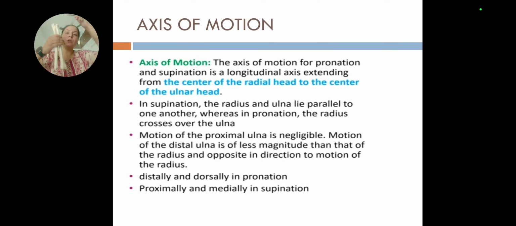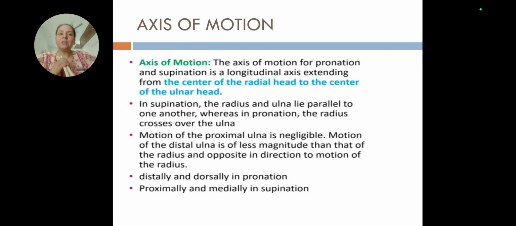It is an oblique axis because a rotational movement is happening. Okay? It's a vertical axis and the motion takes place in the transverse plane. The axis is from the head of the radius above to the head of the ulna below. So this is an oblique axis. The axis of motion of pronation and supination is a longitudinal axis extending from the center of the radial head to the center of the ulnar head below.